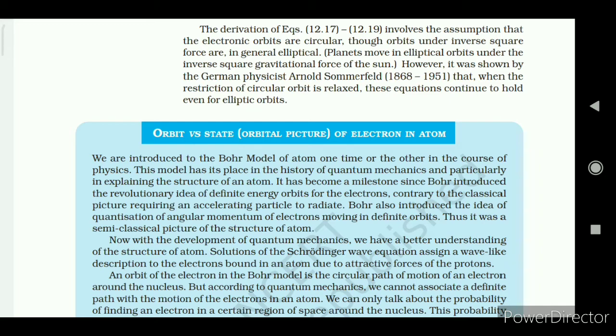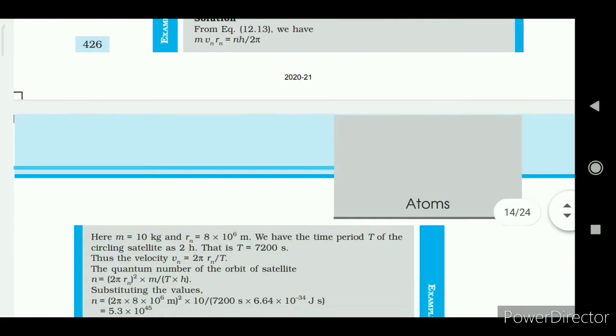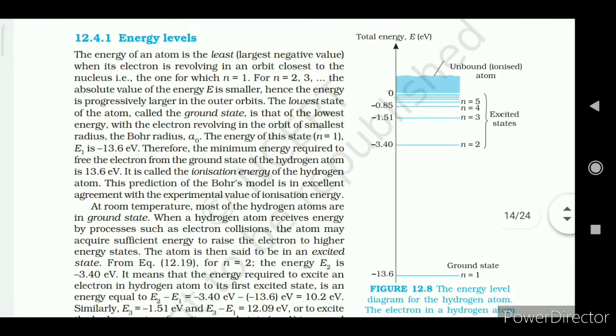If we insert the values of the various constants, we get R is equal to 1.03 into 10 to the power 7 per meter. This is a value very close to the value obtained from the empirical Balmer formula. This agreement between theoretical and experimental values of Rydberg constant provided a direct and striking confirmation of the Bohr's model.